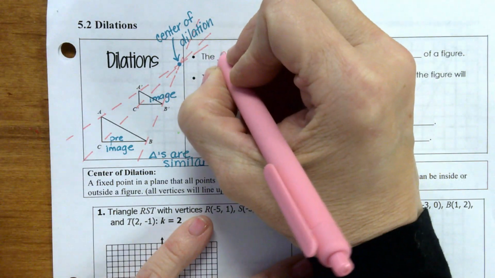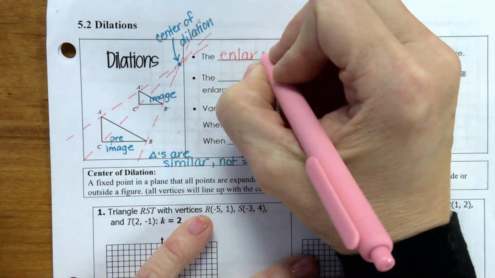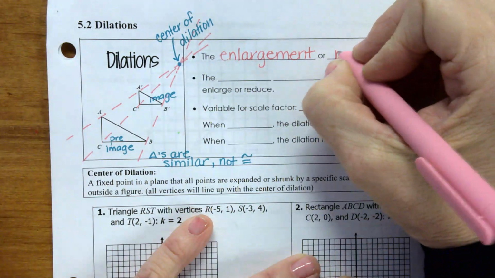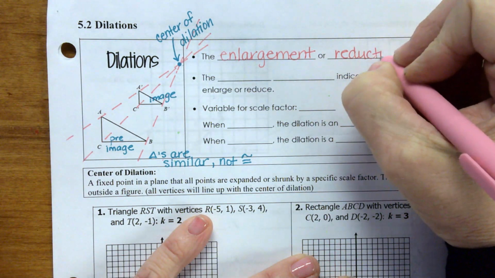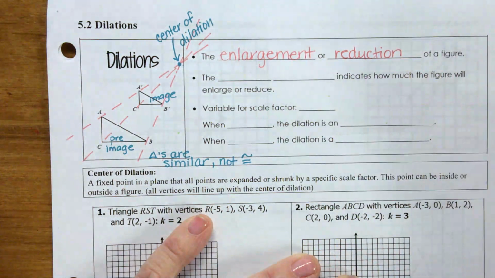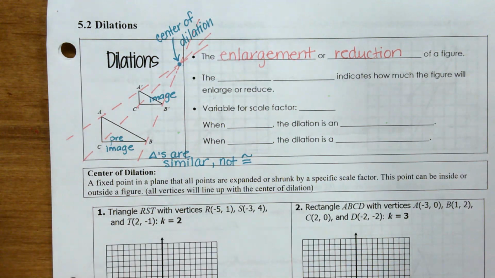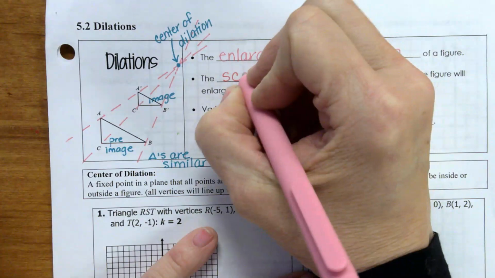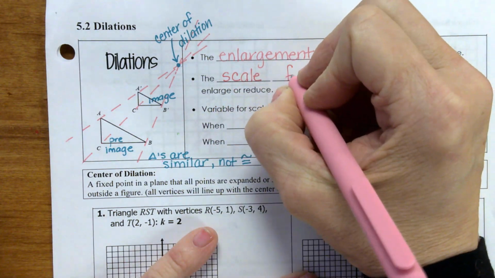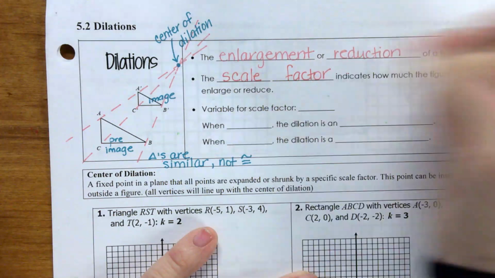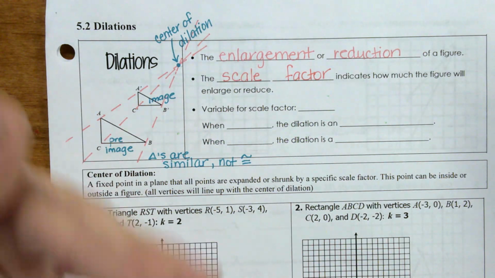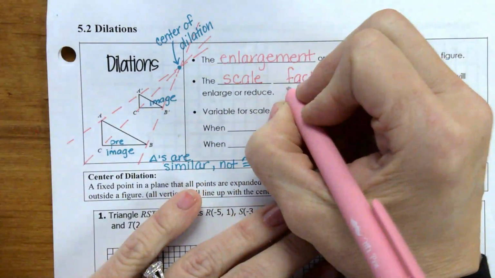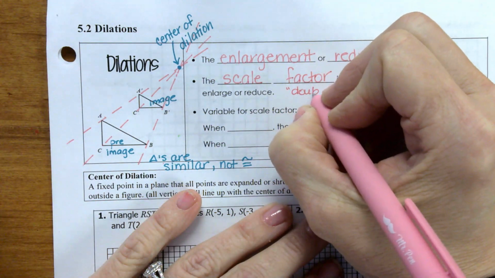Dilations are the enlargement or reduction of a figure. You make it bigger, you make it smaller. We use a scale factor to do that. The scale factor indicates how much the figure will enlarge or reduce. In other words, maybe we double the size.